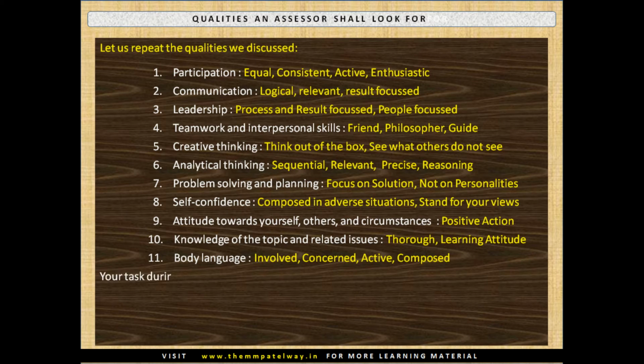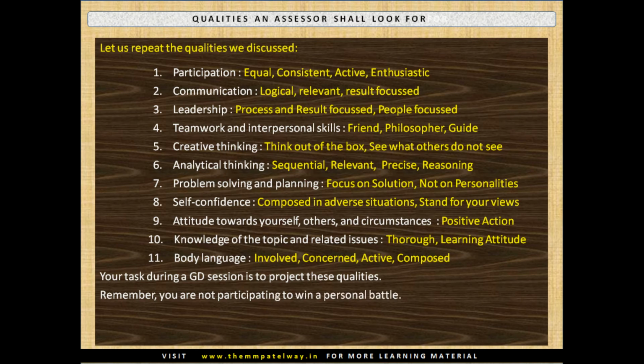Your task during a group discussion session is to project these qualities. Please remember, you are not participating to win a personal battle. Your objective is not to prove yourself right. Your objective is not to bring everybody to your line of thinking. Your basic objective is to project your positive personality traits and your skills. And therefore, do not get into personal fights, do not get into ego conflicts, and never take anything personally.